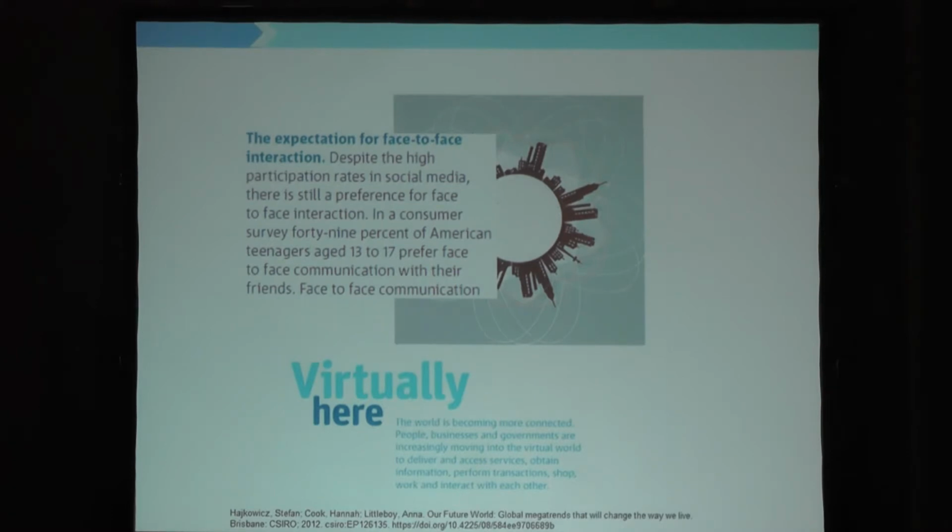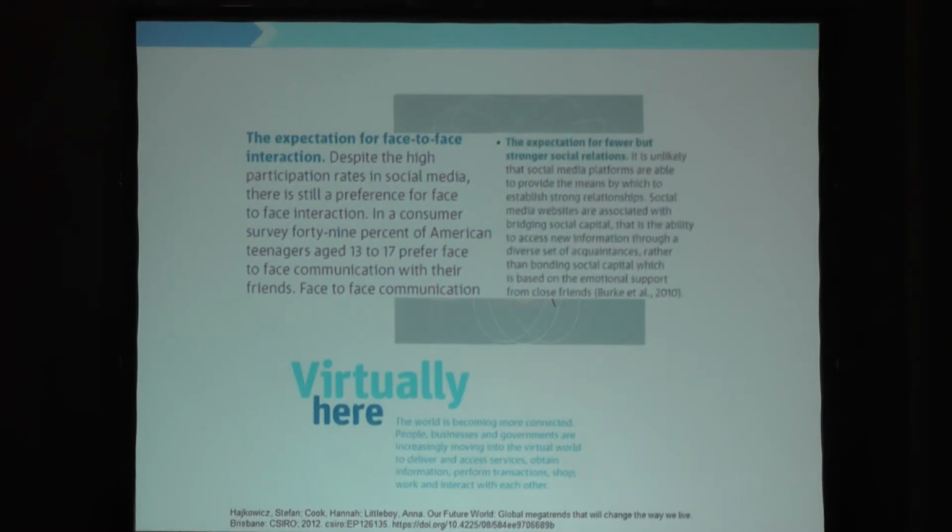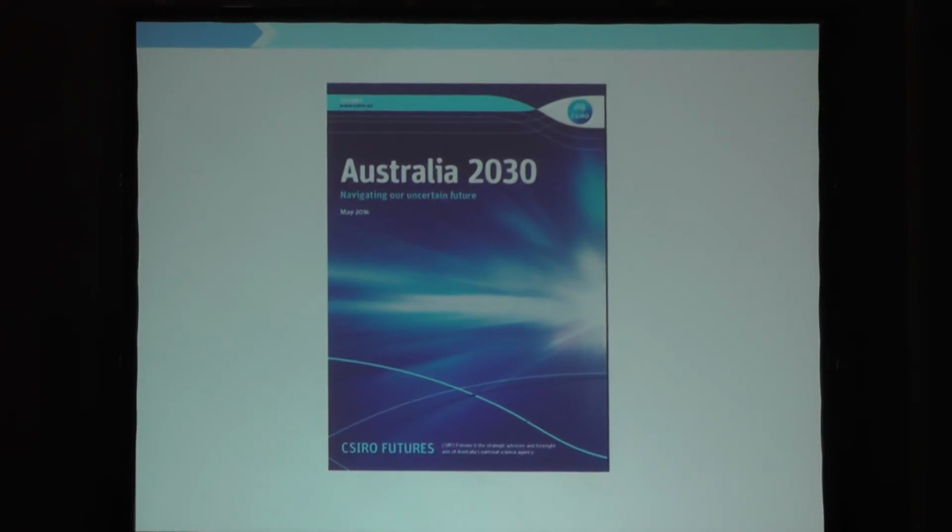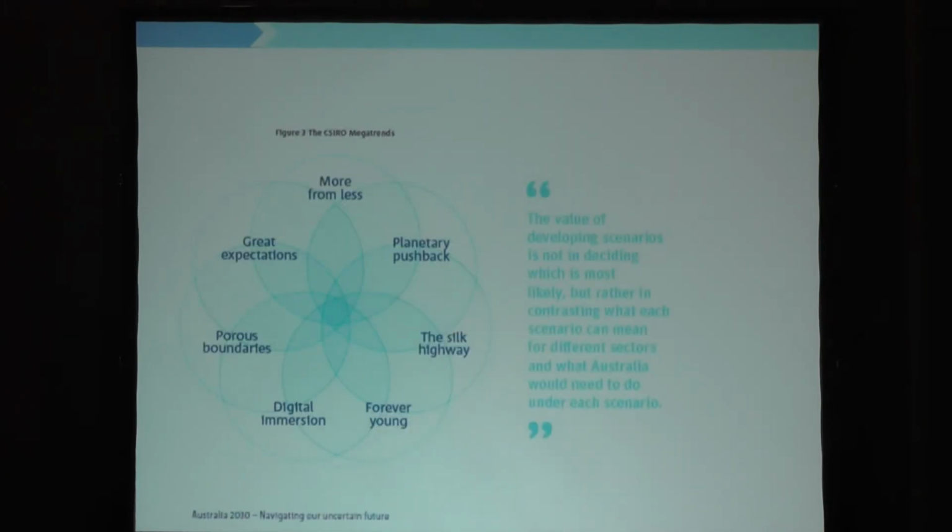But interestingly, the expectation for face-to-face interaction, despite the high participation rates in social media, is still evident in the research. So society is still, this was just highlighted in this, that even though there's a lot of virtual interaction, we shouldn't abandon the concept that humans and connectedness and face-to-face interactions might still be important ways, and importantly in implementation strategies, to influence behaviour. It might be the expectation for fewer but stronger social relations. So I think in implementation research this is going to be important, and some of the work in Australia looking to our future highlights this, and I just show this in a bit more detail.